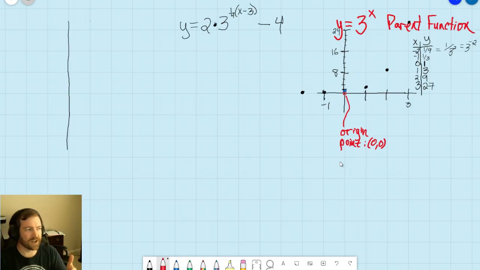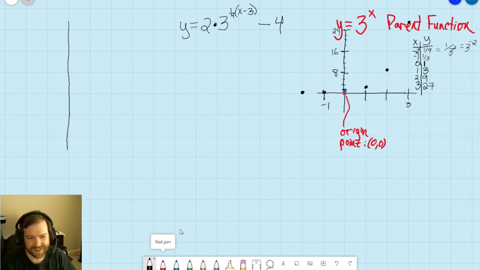Our sine and cosine we still save for the trig unit. The hyperbolic function we still save for later.